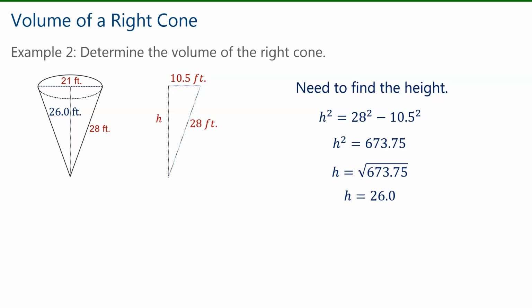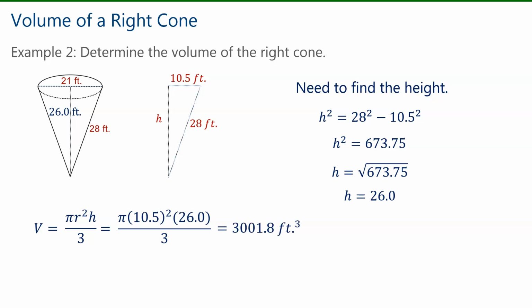So now I can write that on my cone and now use my formula. V equals pi r squared h over 3. Now the radius is 10.5 and the height is 26, what we just calculated. And when you work out the numerator and then divide by 3, you should get 3001.8 cubic feet.